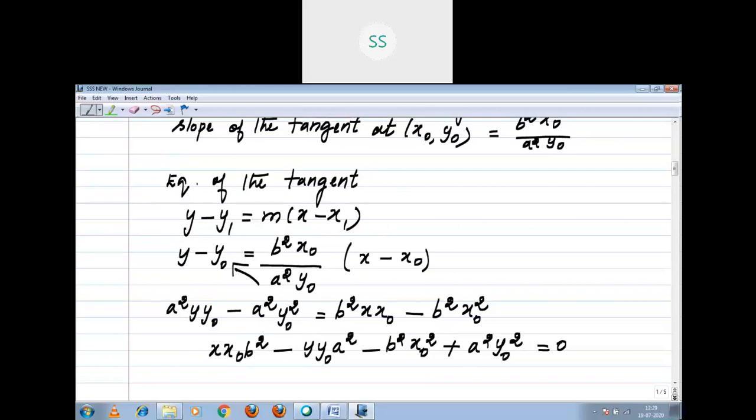Anyone, you have to divide by a square, by a square, by b square, or you can keep as such. What you can arrive at, you see, x naught b square, y naught. If you are dividing by, or you can write like this, it is easy for you, right? y naught, y naught b square into, like that you write, right? This also you keep as such.